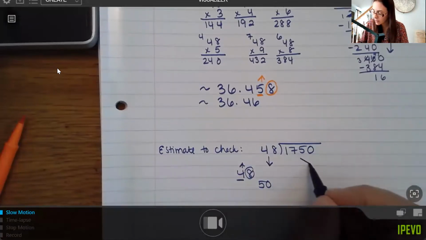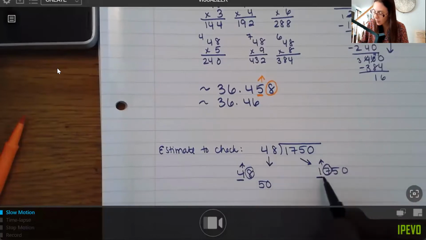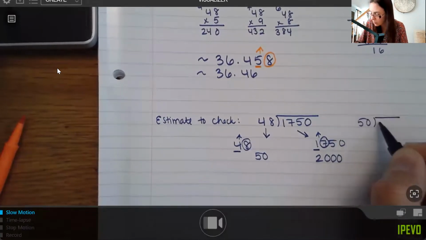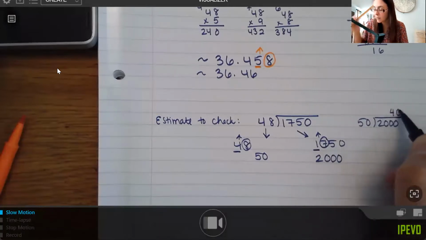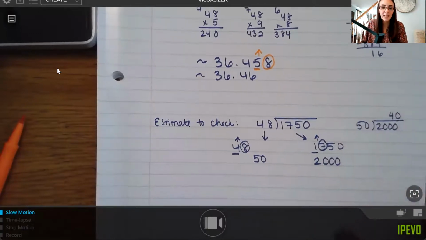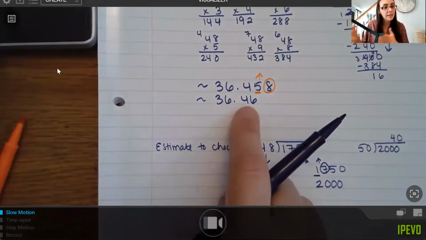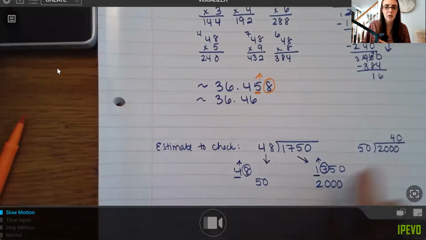And then if I think about the 1750 here, if I want to round to just that leading digit, well, this would become about 2,000. So if I do 50 into 2,000, and I think about my answer there, it's going to end up being 40 times because 5 times 4 is 20, and then you have the 2 zeros. So my estimate for my answer here is about 40, and we got 36.46. So that seems in the ballpark. That seems reasonable. So we can use estimation as well to check.